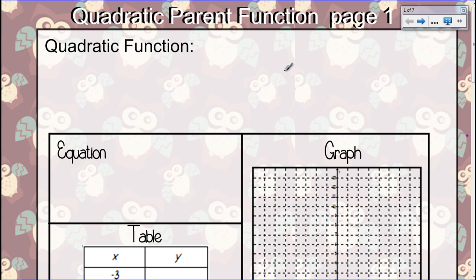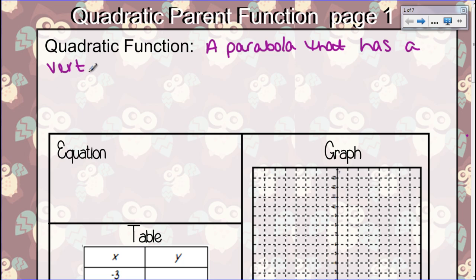If you remember, the linear parent function is y equals x. Well, the quadratic parent function makes a curve instead of a straight line. And so the quadratic parent function, here's the definition. It's a parabola, which is the special name for the curve that a quadratic function makes. It has a vertex, which we'll talk about the definition of in a little bit, at the origin, which is the point 0, 0, if you will remember.